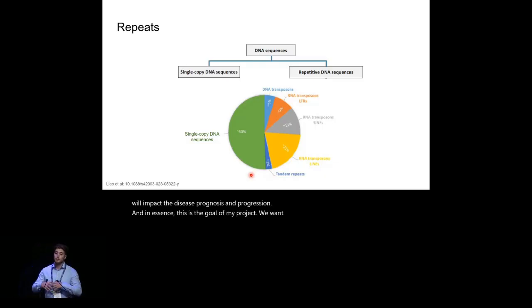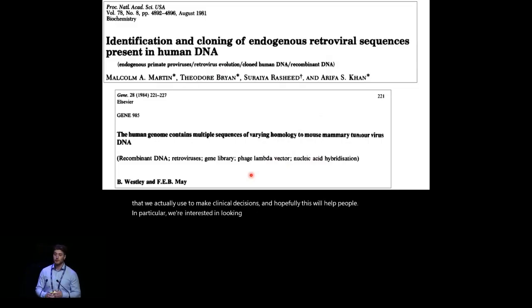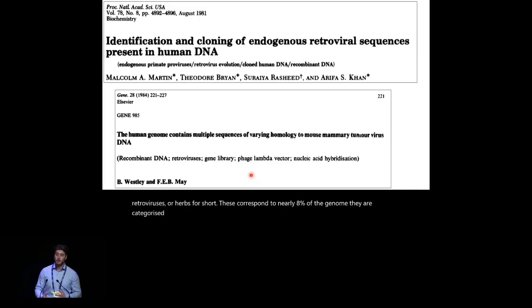We want to expand the percentage of the DNA that we actually use to make clinical decisions, and hopefully this will help people. In particular, we're interested in looking at a set of sequences called human endogenous retroviruses, or HERVs for short. These correspond to nearly 8% of the genome. They are categorized as repeats, and more specifically as interspersed repeats. And quite interestingly, these are actually ancient viruses that infected the human genome millions of years ago.